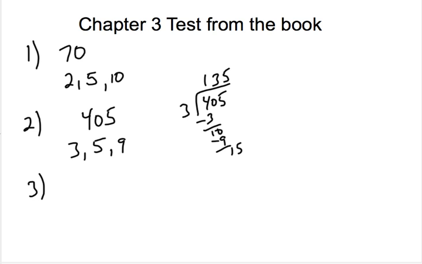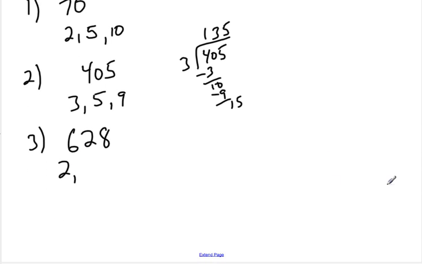Problem number 3. So for number 3, it's 628. It is divisible by 2 because it's even. It is not divisible by 3 because 8 plus 2 is 10, plus 6 is 16, and then 1 plus 6 is 7, so it's not divisible by 3. It is not divisible by 5, or 9, or 10, so just 2 for number 3. Let's go to number 4.